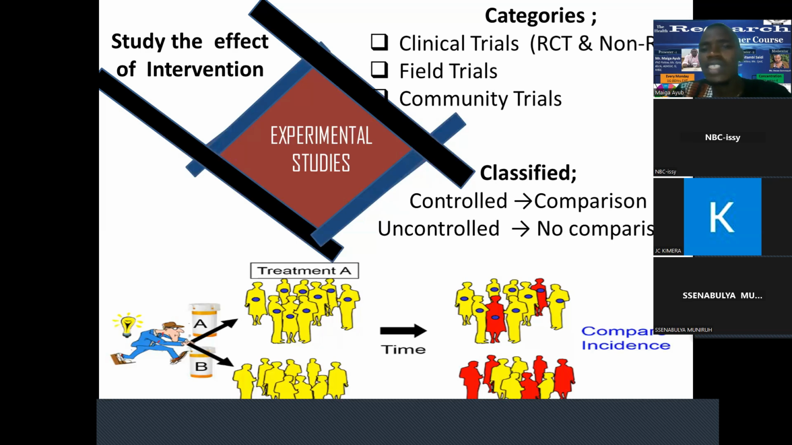So clinical trials can be categorized into randomized and non-randomized clinical trials. They can also be classified as controlled or uncontrolled. Controlled is when you have a comparison, like the image you're seeing here: those that receive treatment A and those that receive treatment B, and we shall compare those two. For non-controlled, there is no comparator. You only have one arm receiving that treatment, and then you assess the effect at the end of the time. So that is the classification I'm talking about.